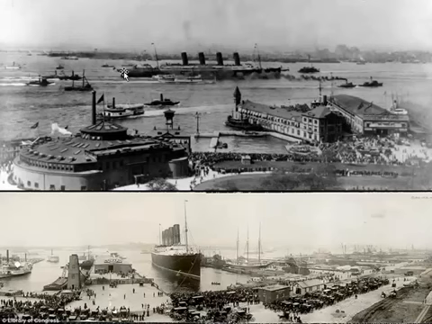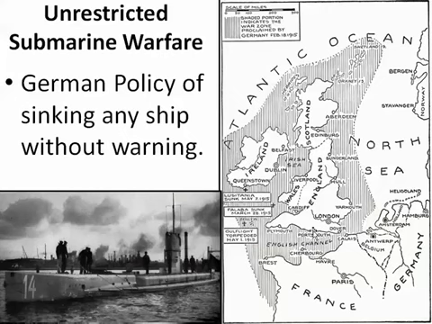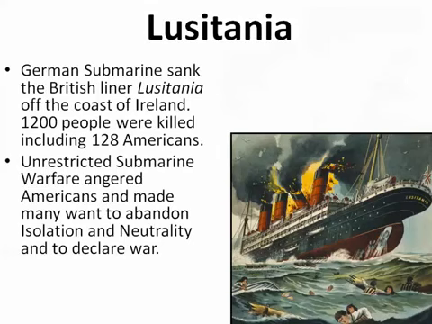Here's the Lusitania going into New York Harbor in the United States. Here it is docked in New York City. It was a British luxury liner, and on it were a lot of British citizens, almost 1,300, and about 100 and something Americans on board. It headed back to London and Great Britain. Near Queenstown, Ireland, it was sunk by a German submarine with a torpedo, and it exploded. 1,200 people were killed, 128 of them Americans.